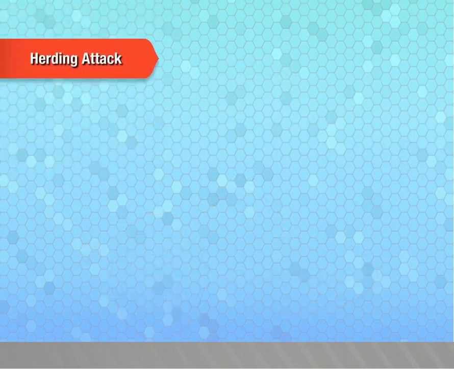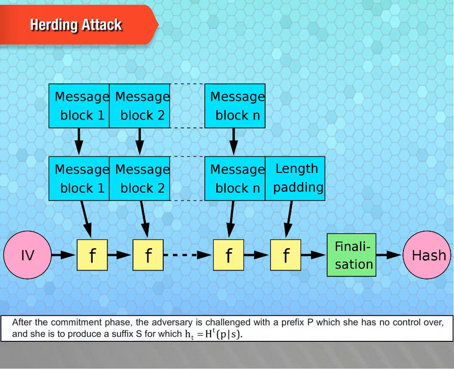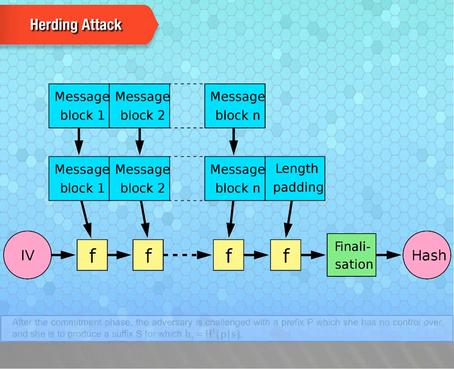Herding attack. The herding attack is a chosen target pre-image attack on Merkle-Damgård constructions. In the attack, an adversary commits to a public digest value h_t. After the commitment phase, the adversary is challenged with a prefix P which she has no control over, and she is to produce a suffix S for which h_t is equal to h^f(P || S).